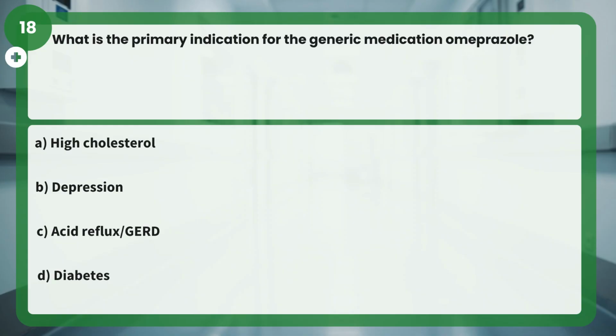Question 18. What is the primary indication for the generic medication omeprazole? A. High cholesterol. B. Depression. C. Acid reflux/GERD. D. Diabetes.